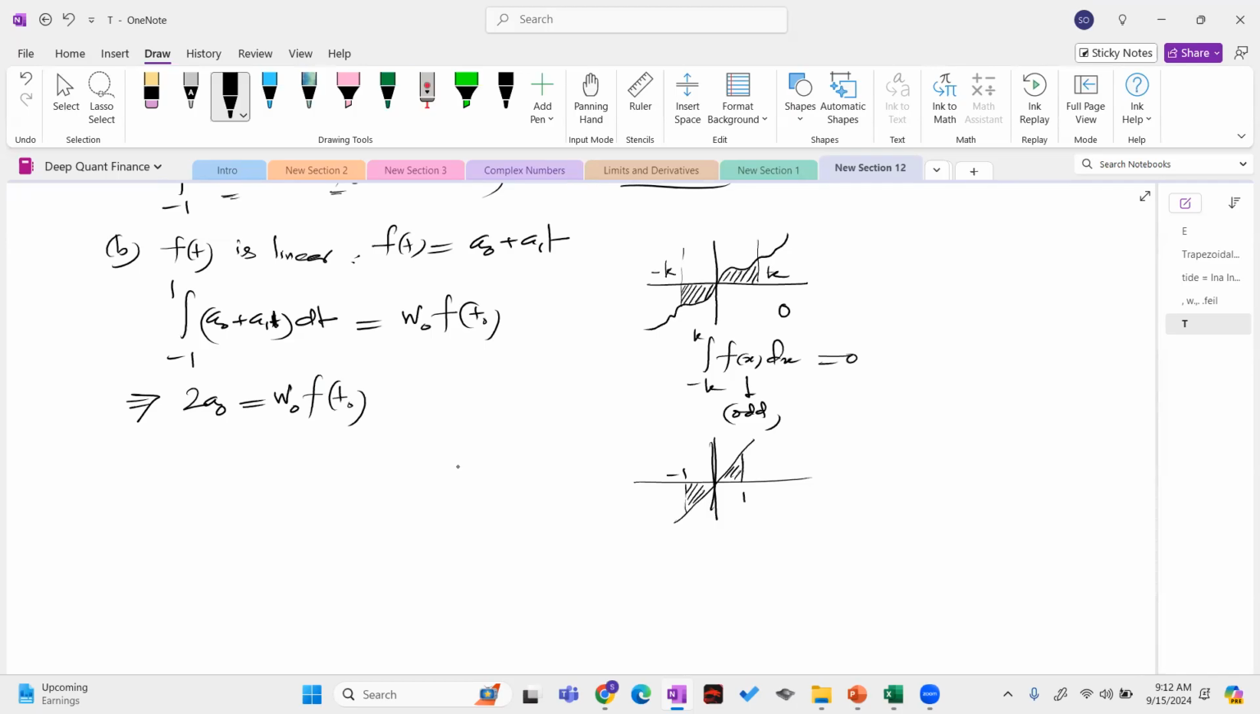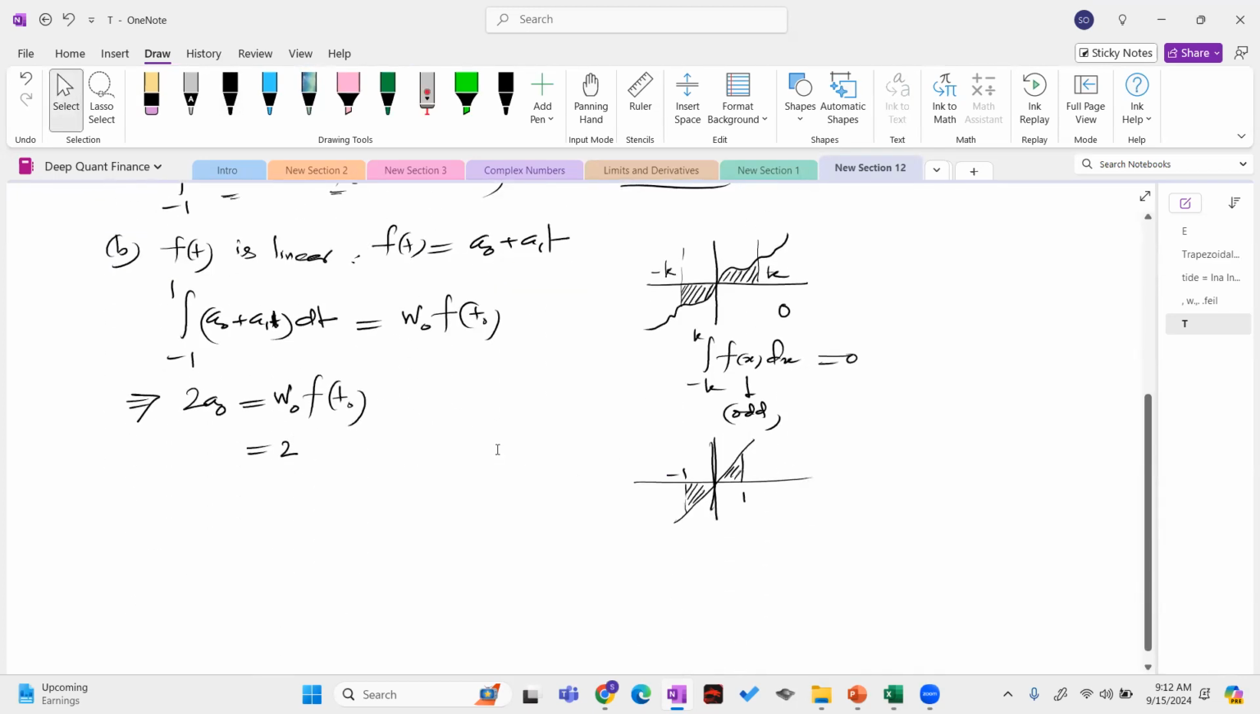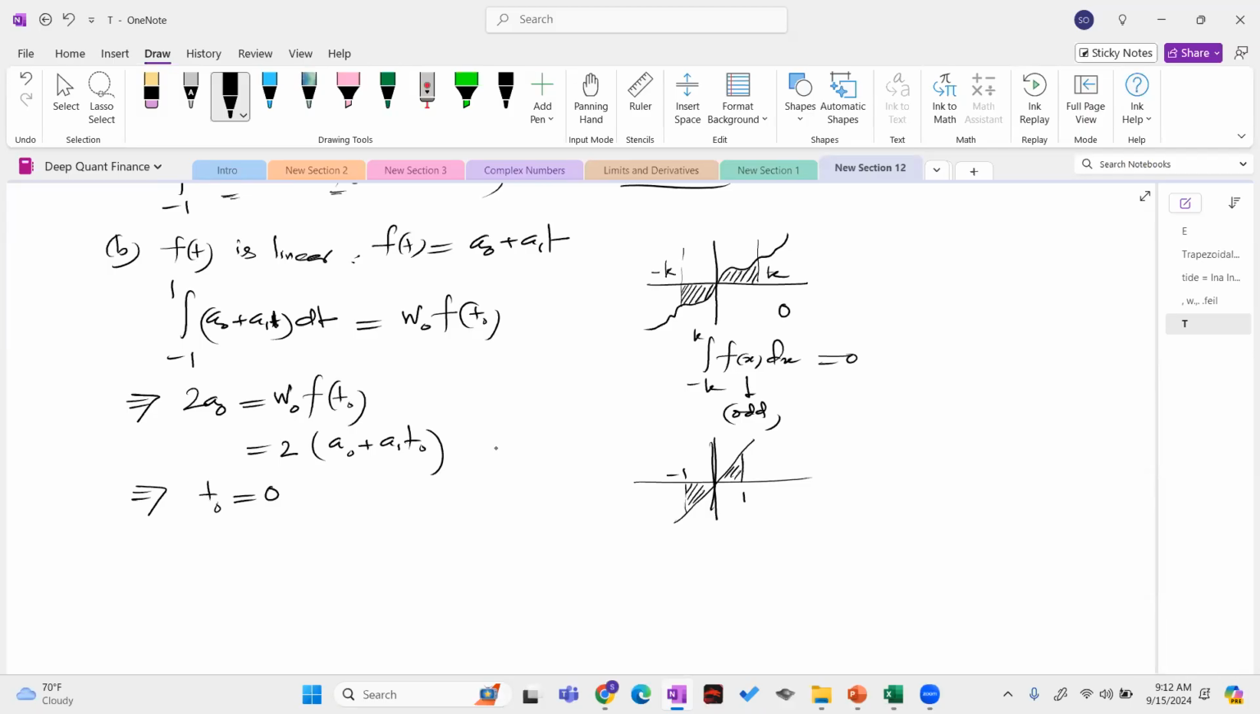Right. So from here, what do we get? So what is f of t0? W0 is 2, we know, we always solved it before. For constant case, W0 must be 2. The same thing we are carrying forward. F of t0 in linear case is a0 plus a1 t0. You can clearly see 2a0, 2a0 gets cancelled. T0 is equal to 0. Only then this will be satisfied. So we finally found that W0 must be 2 and T0 must be 0.